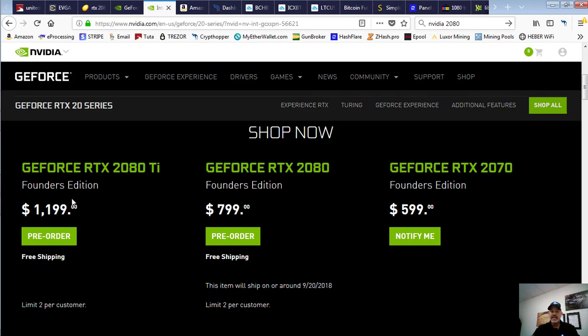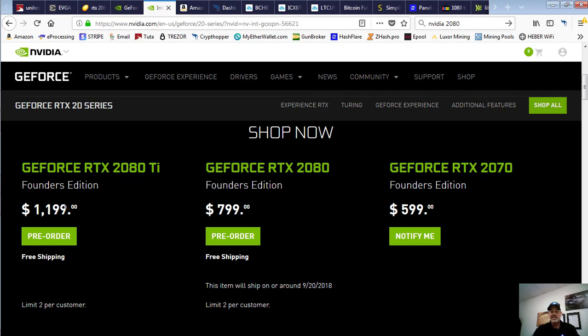And I can tell you right now, looking at these price points, that's probably not going to happen. Or at least ROI on these is going to be way out in the future. We're probably looking over a year to get an ROI on the card.